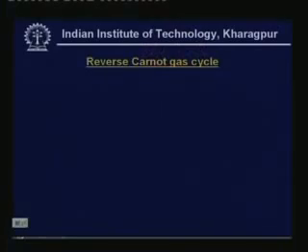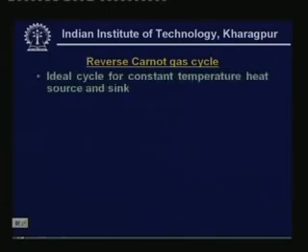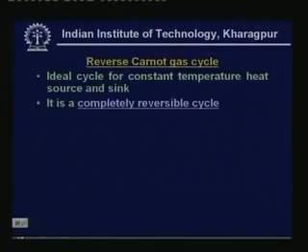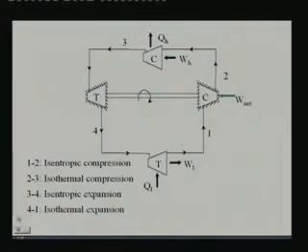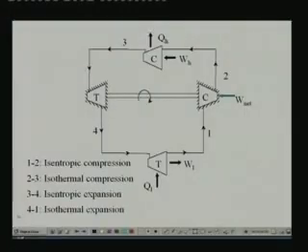Now, let us begin our discussion with an ideal cycle called a reverse Carnot cycle for gases. This is an ideal cycle for constant temperature heat source and sink. That means, whenever we have an external heat source or sink which is at a constant temperature, then the reverse Carnot cycle is the ideal cycle. So, it is a completely reversible cycle. Let me describe this cycle now. This cycle consists of 4 processes.